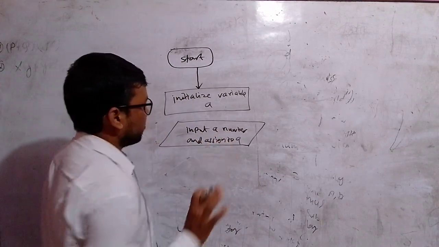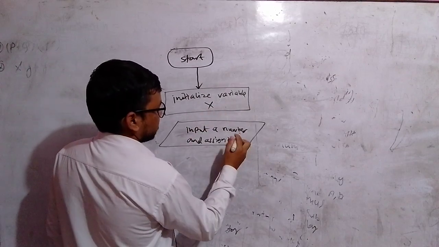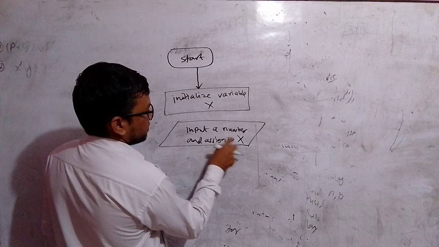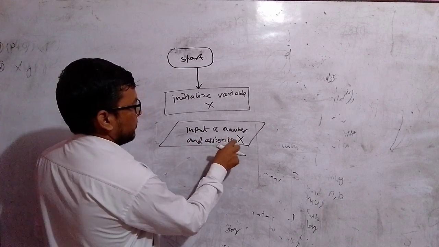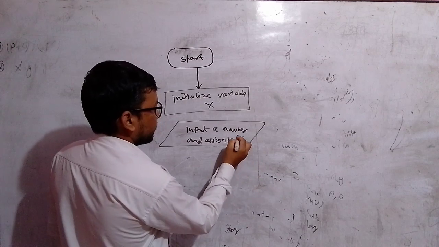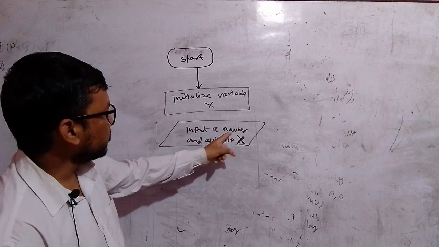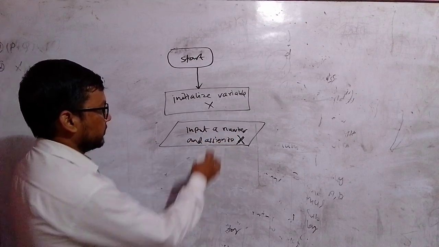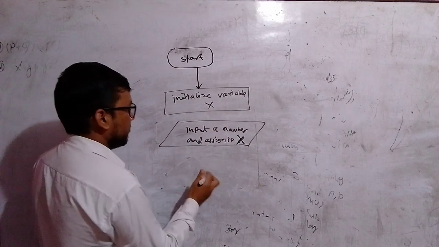Now input a number and assign to A. Suppose X. Let's say X because A and other names seem similar. To make them different, we have changed the name of the variable. Initialize variable X. Input a number and assign that value to the variable X.